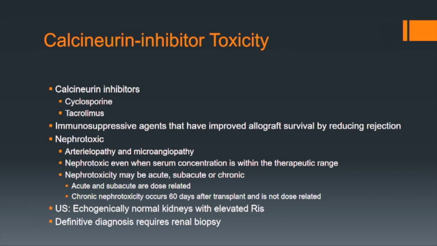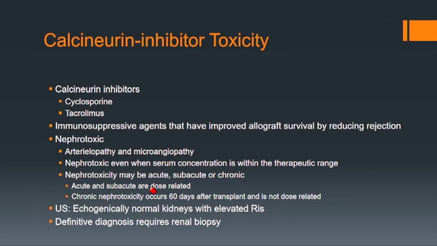So renal transplant patients get drugs to prevent rejection, but these immunosuppressive drugs themselves are nephrotoxic, and these drugs are now the calcineurin inhibitors, of which the most commonly used are cyclosporine and tacrolimus. So although they have markedly improved allograft survival by reducing rejection, they have a nephrotoxic effect that appears as an arteriopathy and a microangiopathy. The nephrotoxic effect occurs even when the serum concentration is within the therapeutic range, and the nephrotoxicity may be acute, subacute, or chronic.